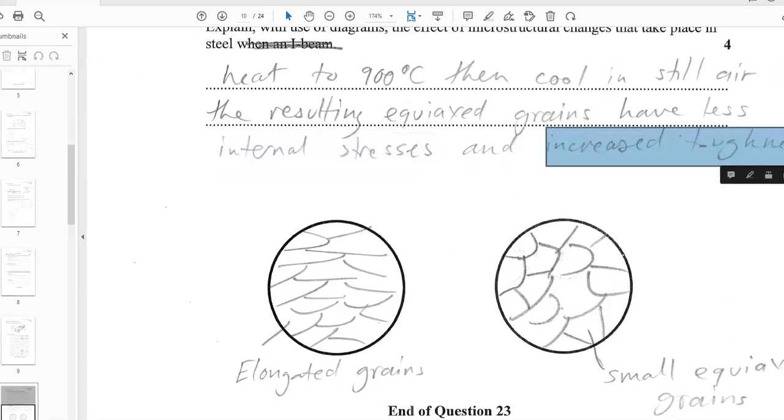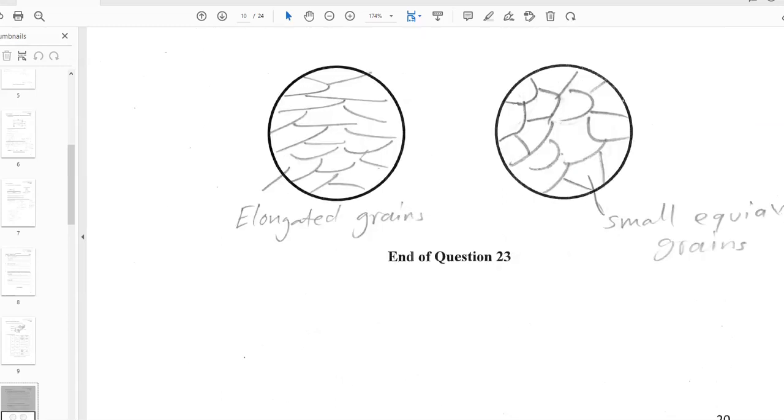I think I'm being fairly generous there. I marked a question like this last year, and I think they were less generous than this. That was 3 marks, and you kind of had to have all of it going on. Okay.